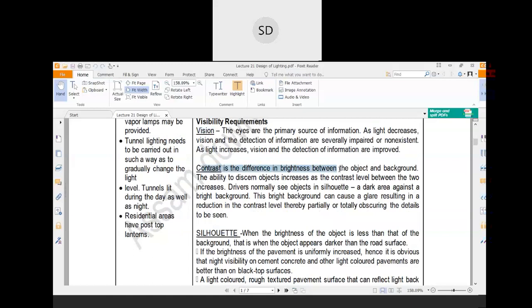Then contrast. Contrast is the difference in brightness between the object and the background. Suppose some object is there over the road surface. So contrast is the difference in the brightness between the object and the background. The ability to discern objects increases as the contrast level between the two increases. Generally, to increase the contrast, sometimes some reflecting objects are used behind the vehicles or any stationary objects situated over the road surface. Whenever light from the headlamp is directed on that object, the reflective portions of that object will reflect the light and it will increase the visibility, or it will inform the driver that something is over there.